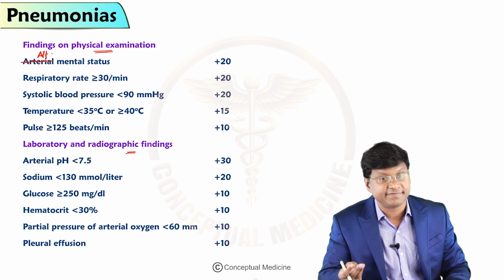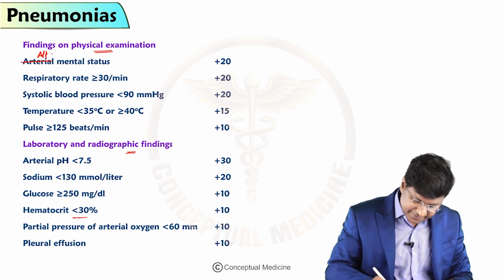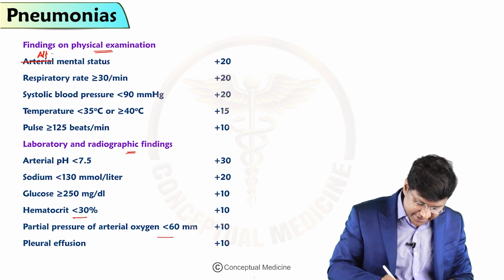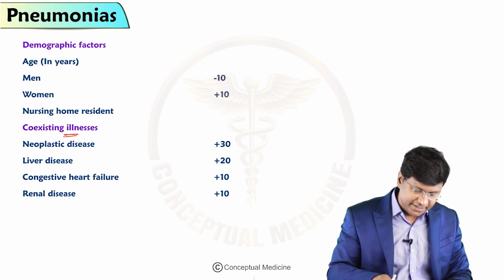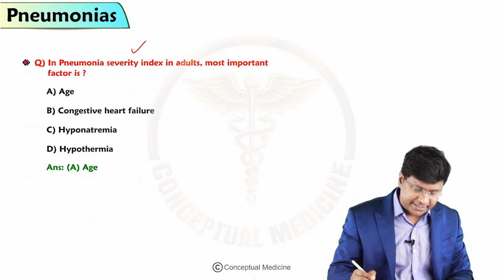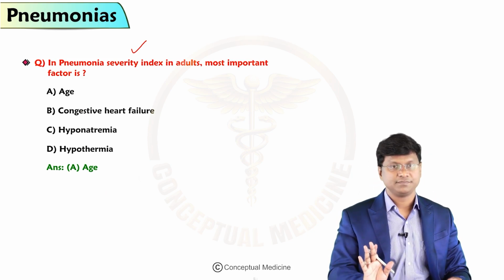ABG pH less than 7.5, sodium less than 130, glucose more than or equal to 250 milligrams per deciliter, hematocrit less than 30%, partial pressure of oxygen less than 60 millimeters of mercury, and presence of pleural effusion. See, these are all the various parameters that we take in the pneumonia severity index, but the most important factor is age of the individual.